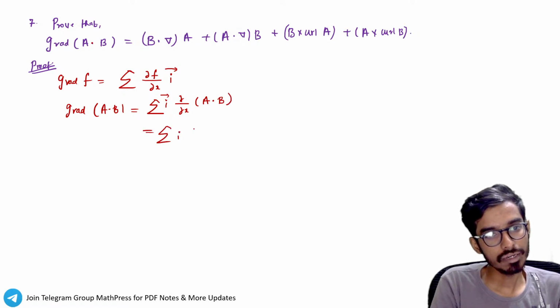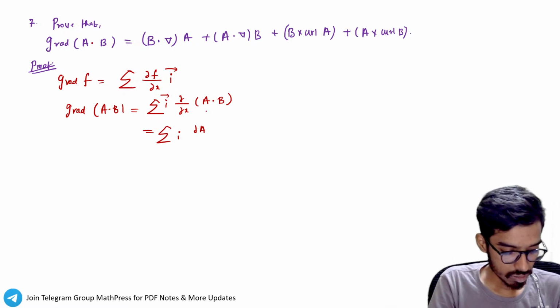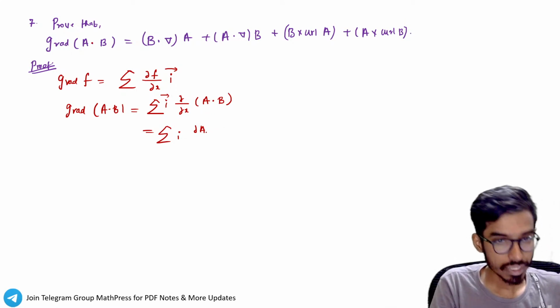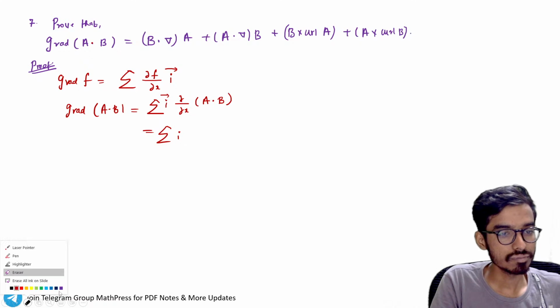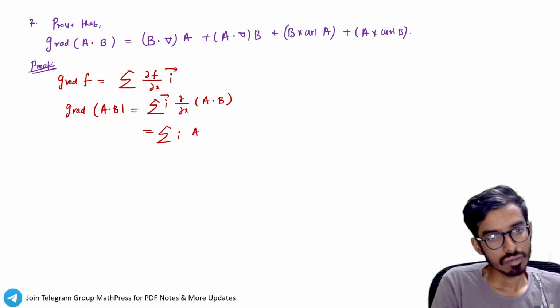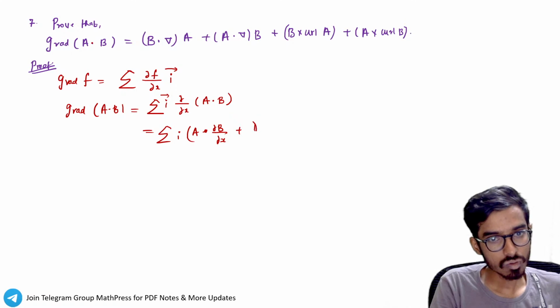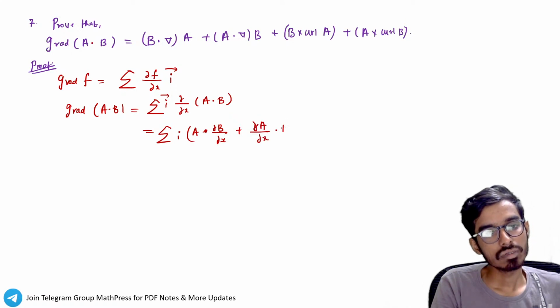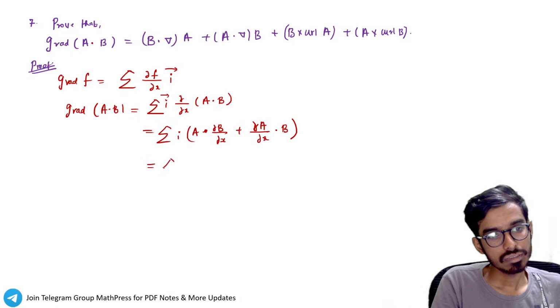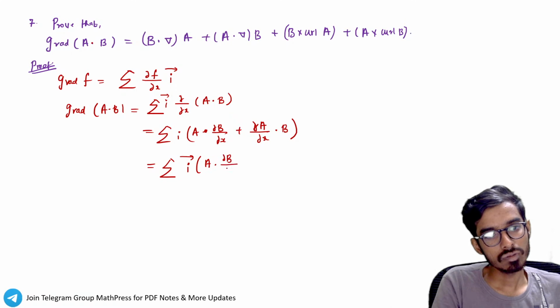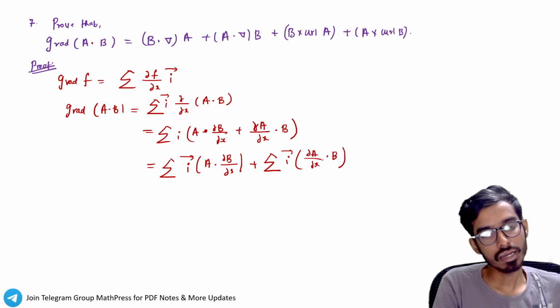This is I into dou of A dot B by dou X. So I'll just apply the UV method. So A dot dou B by dou X, then we have dot, plus B dot dou A by dou X dot B, right? So this is summation I into A dot dou B by dou X plus summation I into dou A by dou X dot B, right?